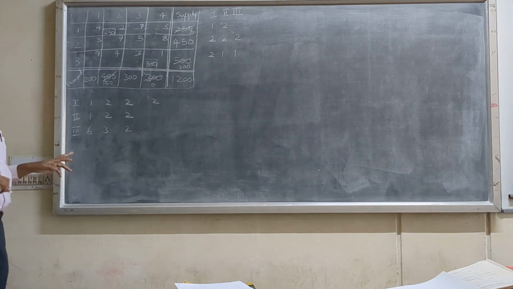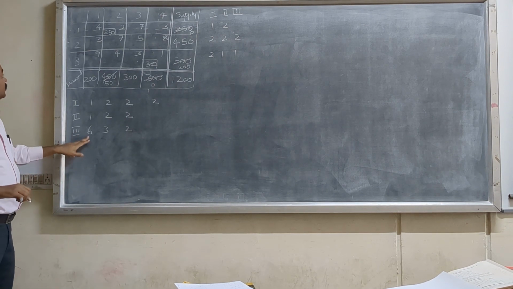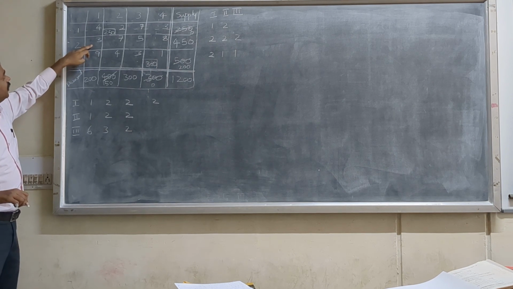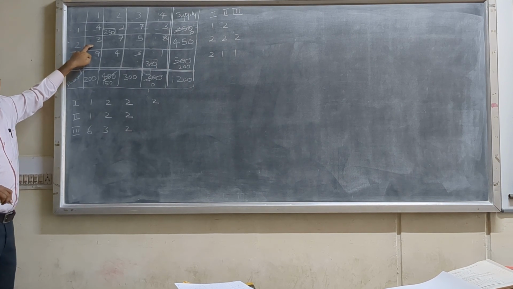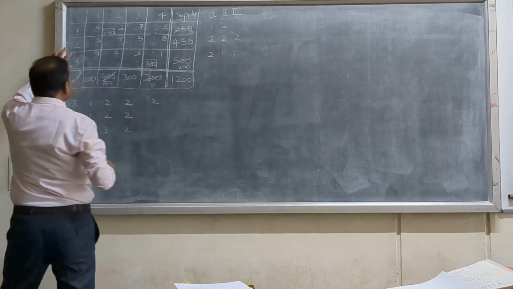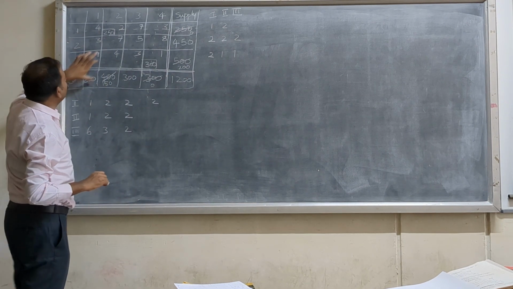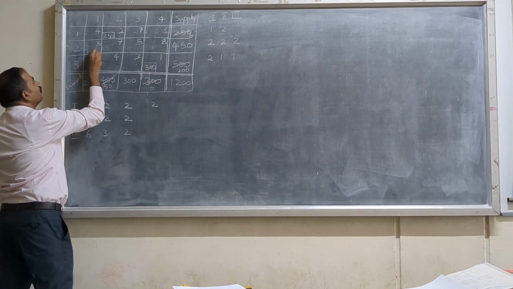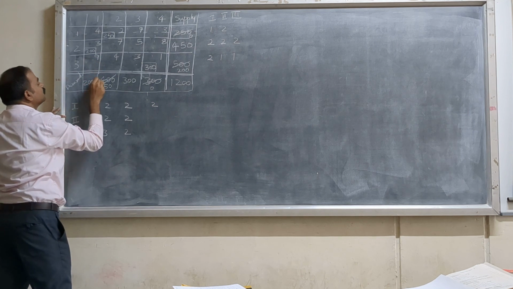Which is the highest penalty? 6. Go here. In the highest penalty, which is the least cost? 3. So you have to make your next entry to this side. So what is the least? 200 or 450? 200. So this is 200. Allotment is 200. Right? So this becomes 0.